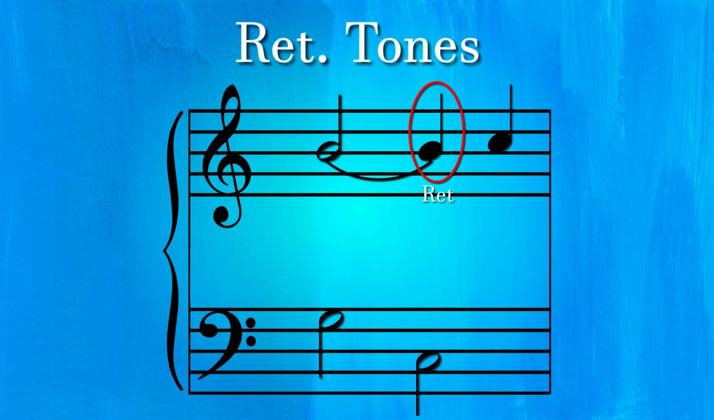A retardation tone is usually an accented non-chord tone, meaning it occurs on a downbeat. A retardation tone is approached by the same note and resolves up by step. Like suspensions, retardation tones create tension in the music by introducing dissonance against the underlying harmony. However, unlike suspensions, retardation tones resolve upwards, leading to a temporary intensification of tension before a final resolution occurs.